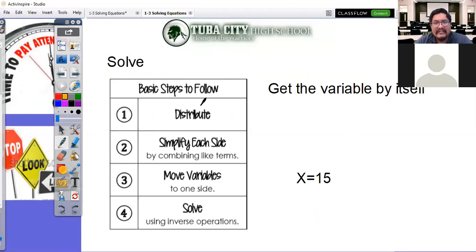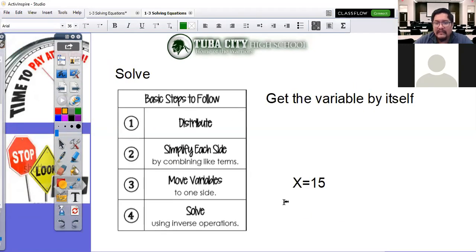An expression does not have an equal sign, and equations will have equal signs. So something like this would be an equation, all right? And something like this would be an expression. Let me just make it a little bit more. Yeah, there we go. So this is an expression, that is an equation.